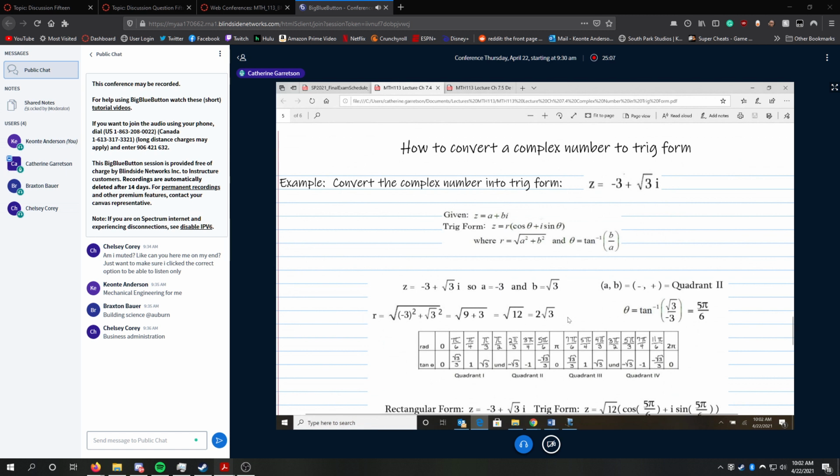Now the angle's going to be different because this time we put the root 3 on the top and we put a negative 3 in the denominator.